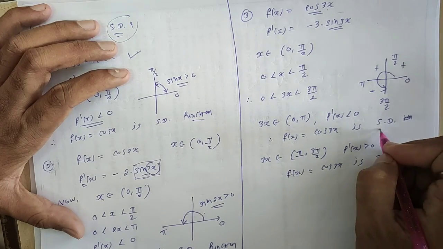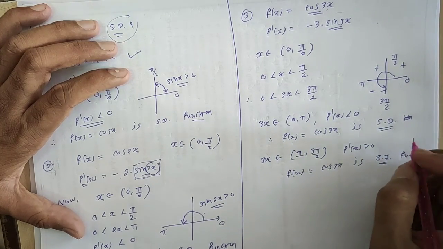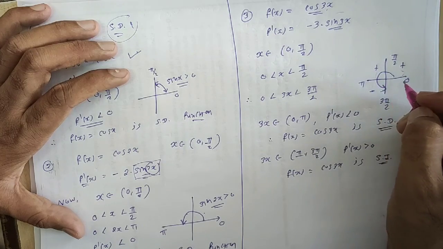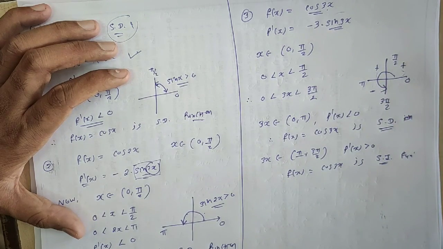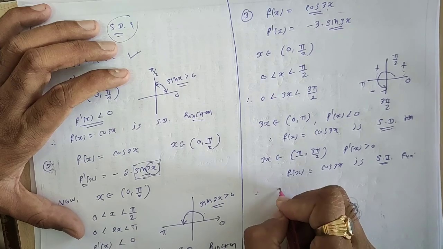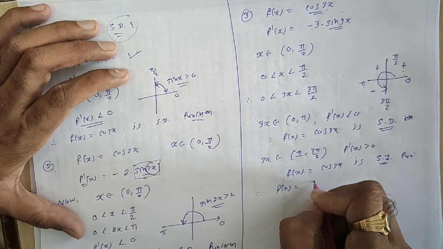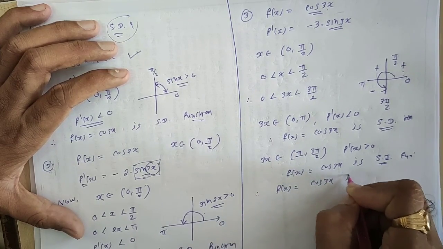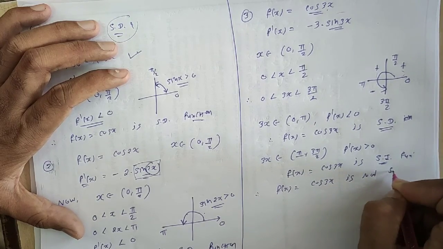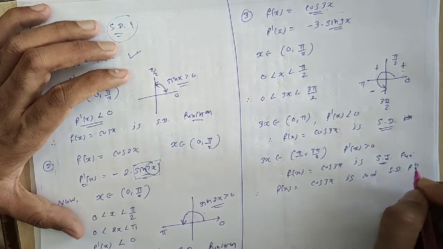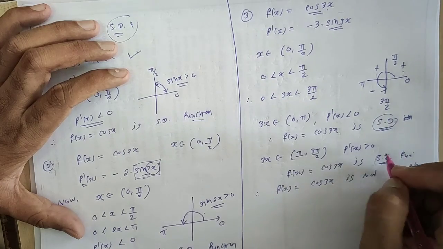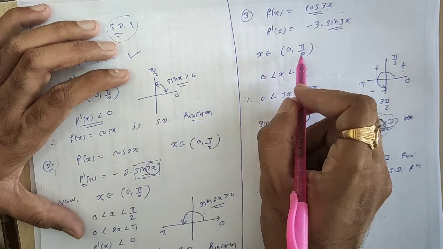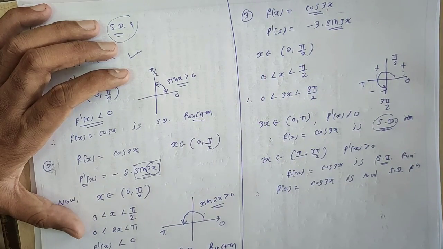So here the function is strictly decreasing as well as strictly increasing for 0 to 3 pi by 2. So it's neither increasing nor decreasing function. So our answer is f of x equal to cos 3x is not strictly decreasing function, because it's decreasing as well as increasing for x belongs to 0 to pi by 2. Done.